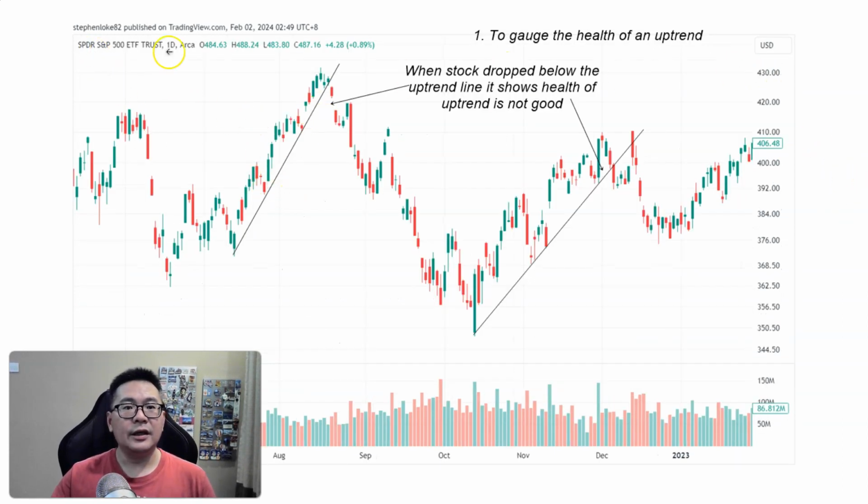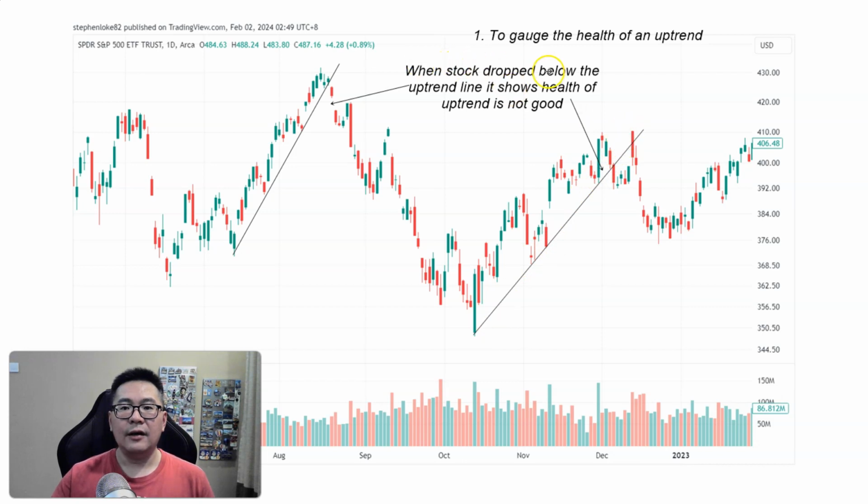Alright, this is the daily chart of the spiders, the SPY, which tracks the S&P 500. Notice how I connected the lows here, the lows here, the lows here. And we can actually draw a steep uptrend line. And here I have also drawn another uptrend line. The lows here connect the lows, lows, lows here.